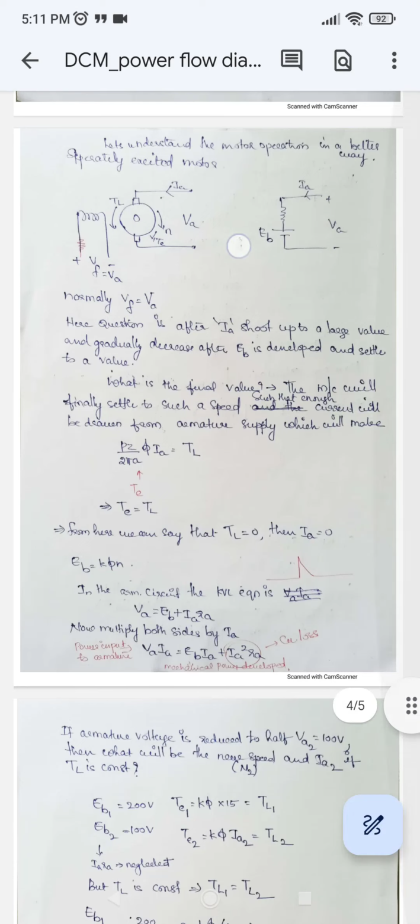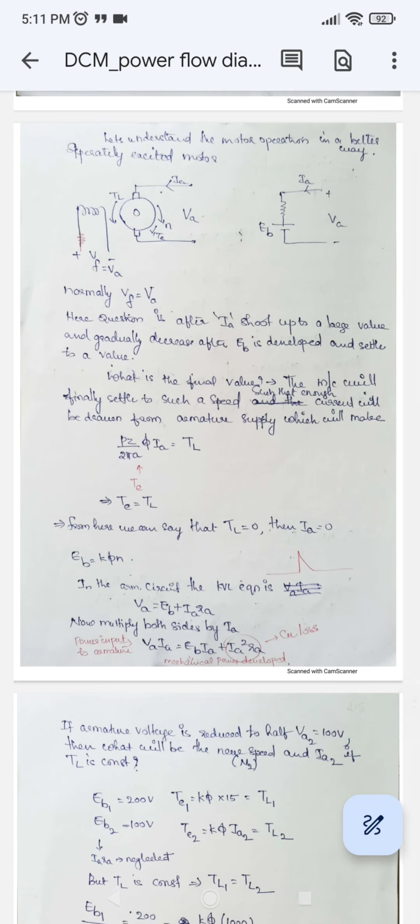This is a circuit diagram, right? So EB is the back EMF generated in the motor, and VA is your applied voltage to the armature. Alright, and IA you have to mark always in this direction. Okay, in the generator it will come in the opposite direction. So normally to the field and to the armature we give the same supply. So VF is equal to VA.